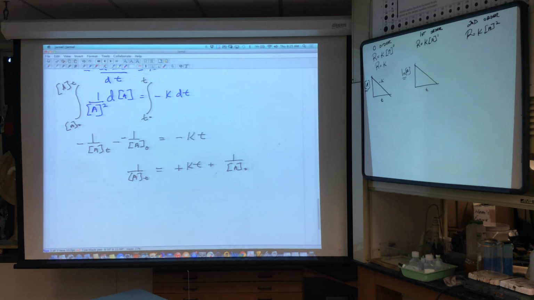Now what does this graph give me? It gives me y equals mx plus b, and here's a difference in this graph. The difference is this graph is going to give me a positive slope. I still have my y-intercept. I still have my k as my slope, but the y is 1 over the concentration of A over t.